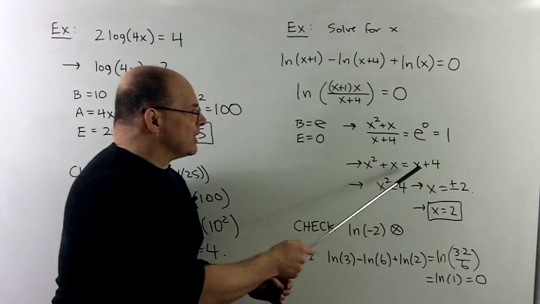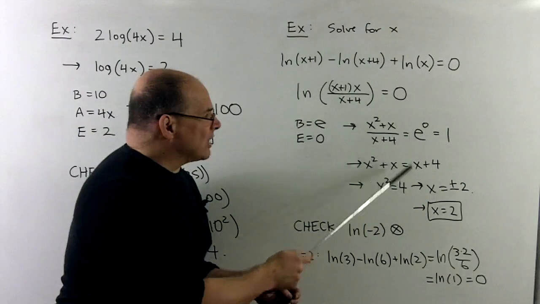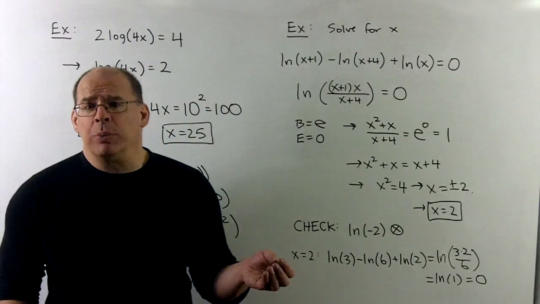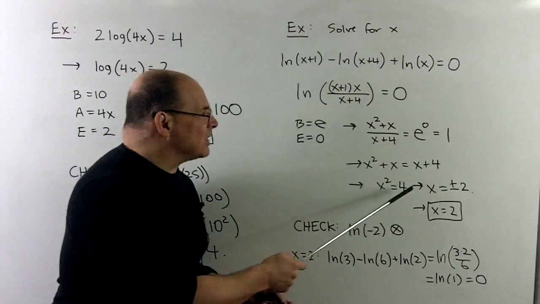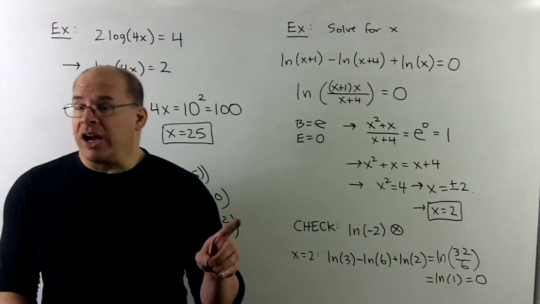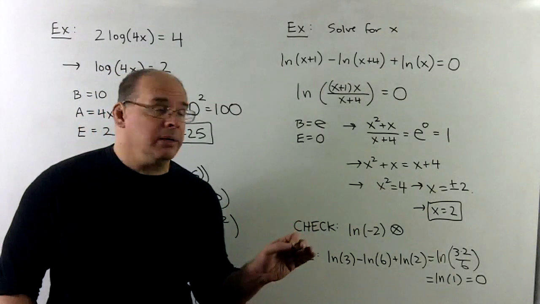Now, that we could just solve as usual. I'm going to multiply both sides by x plus 4. The x's go away. We have x squared equal to 4. Using the square root property, we know we'll get x equal to plus or minus 2. We have to check our answers before we can proceed.